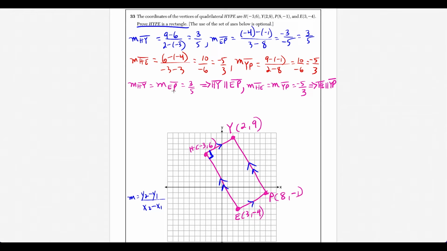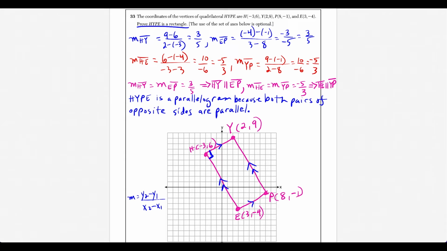So now we've stated that both pairs of opposite sides are parallel. So now we could say here that HYPE is a parallelogram because both pairs of opposite sides are parallel. Now to prove that this quadrilateral is a rectangle, all we need to prove here is that we have one right angle. So let's prove that H is a right angle.